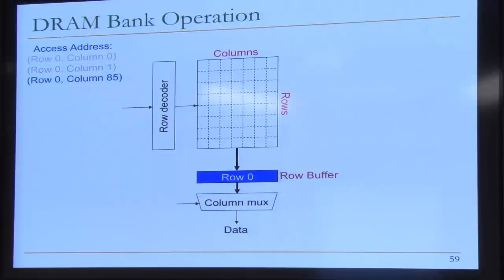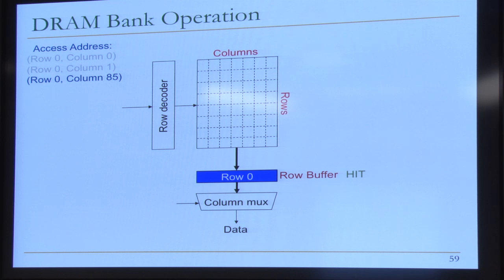If the next access is to column 85, again, the memory controller can check, oh, this is actually a hit in the row buffer. So you can think of the row buffer as a cache, right? It is really a cache at some abstraction level. So this is, again, a hit in the row buffer. And the memory controller only needs to send the read command. And DRAM responds with the data.